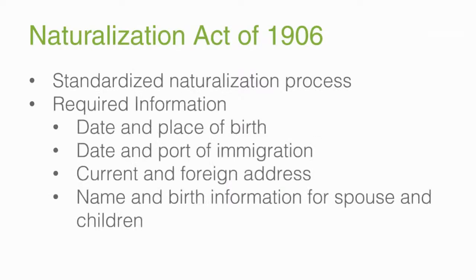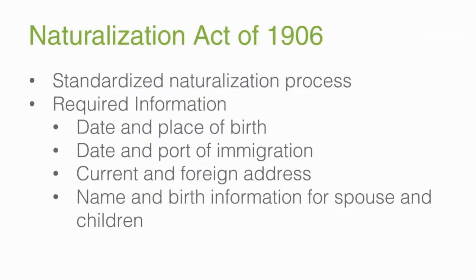There was one major act after that 1790 act that is really important because it required more information. The Naturalization Act of 1906 standardized the naturalization process, and then it actually required that those filing for naturalization include a lot of detail. That includes their date and place of birth, the date and port of immigration, their current address and their foreign address from where they came from, and the name and birth information for their spouse and children. So lots more information after 1906. Where I was like, did they naturalize after 1906? Okay, good, because you're going to get really, really fabulous records.